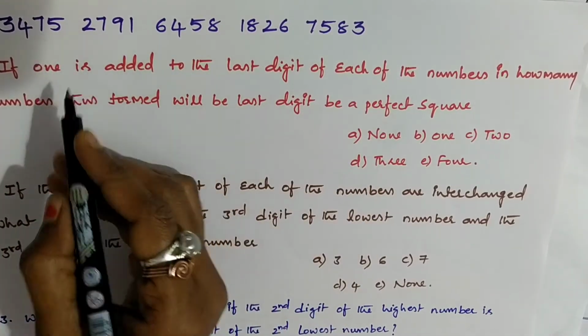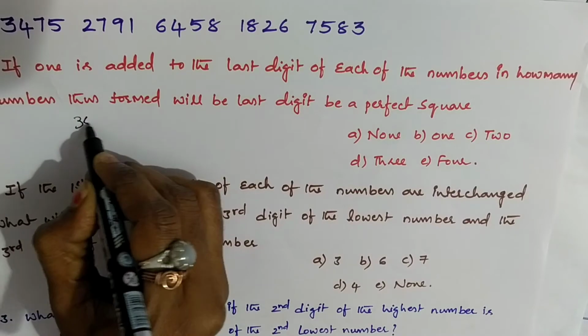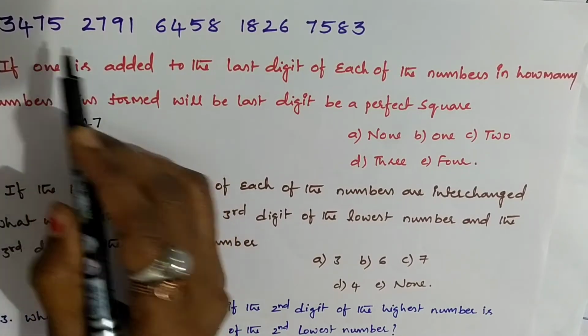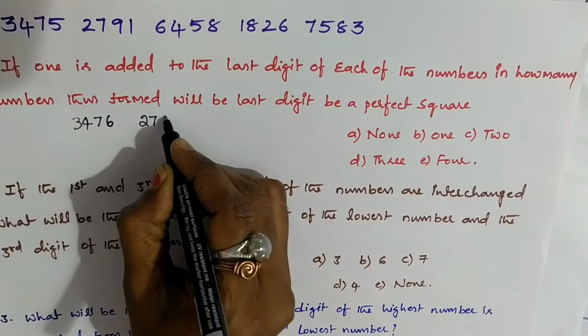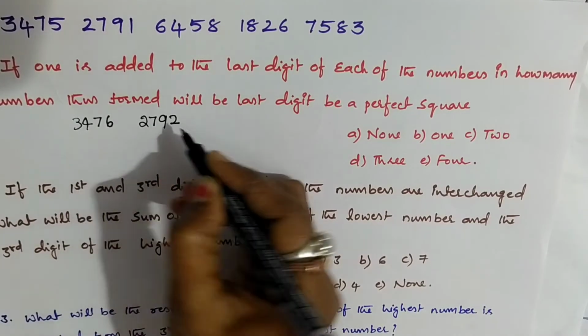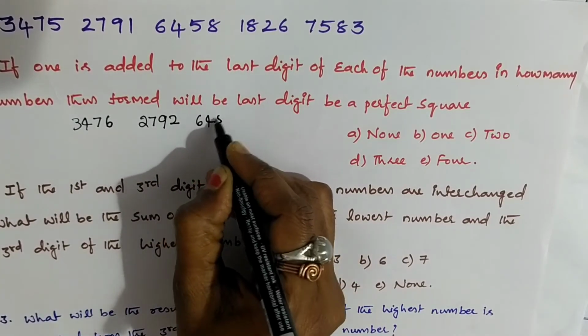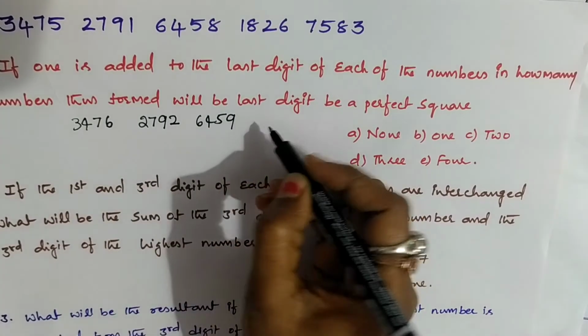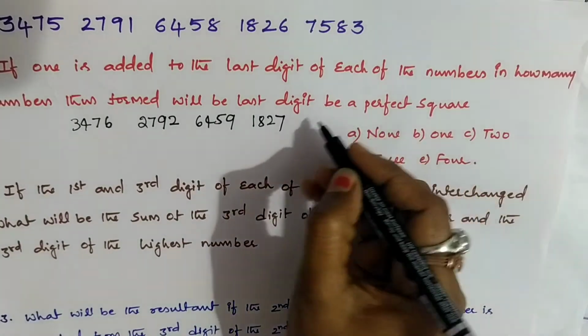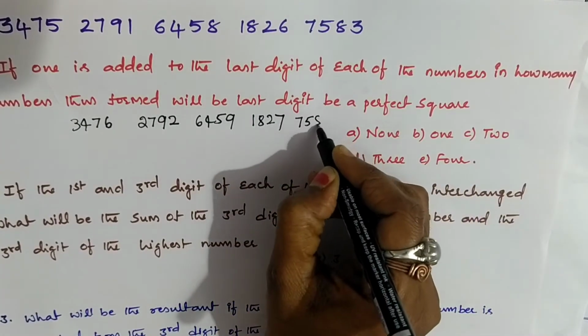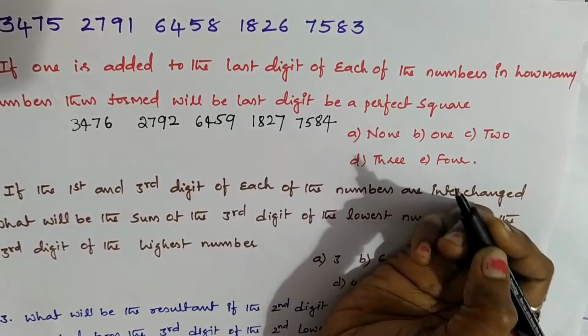3, 4, 7. After adding 1, 5 becomes 6. Next number: 2, 7, 9, 2. 6, 4, 5, 8 becomes 9. 1, 8, 2, 6 becomes 7. 7, 5, 8, 3 becomes 4.